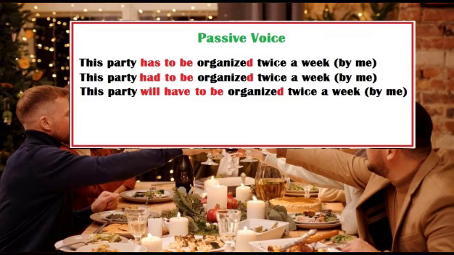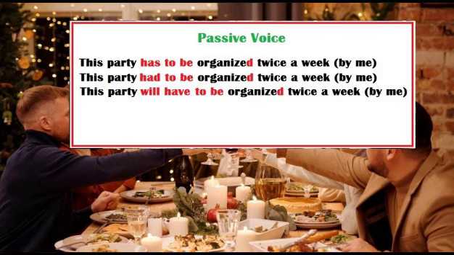This is only showing, through the sentence you are informing what is being done, but it is not necessary that you are showing who is doing that. If you want to add extra information to your passive voice sentence, you can say that this party has to be organized twice a week by me.